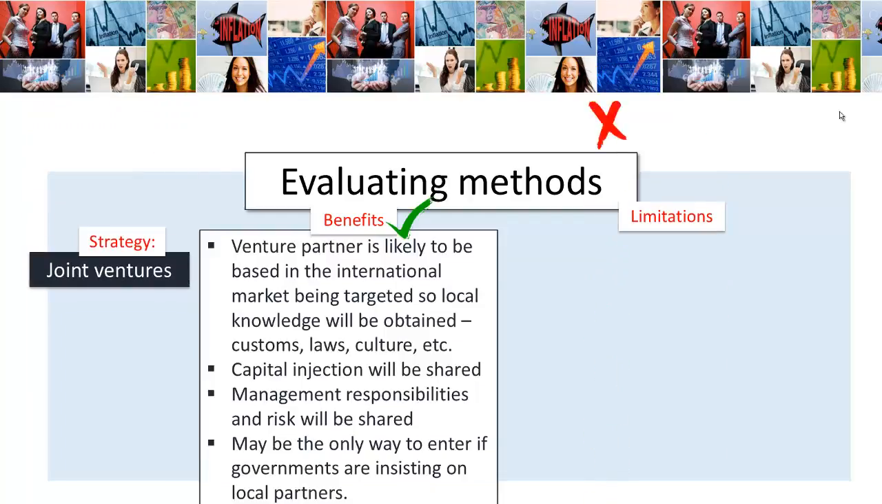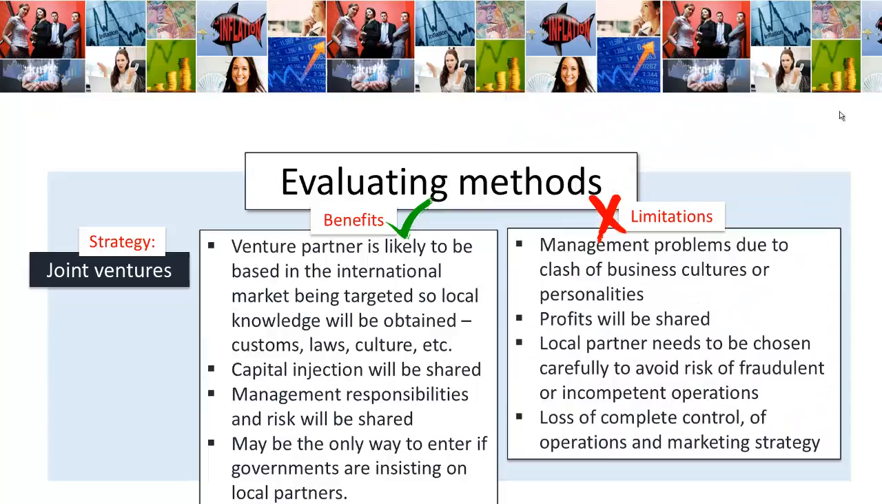Joint ventures. The benefits here, a venture partner is likely to be based in the international market being targeted, so local knowledge is going to be obtained, customs, laws, culture, etc. The capital required is going to be shared between the two businesses. Management responsibilities and risk is going to be shared. And it may be the only way to enter if governments are insisting on local partners.